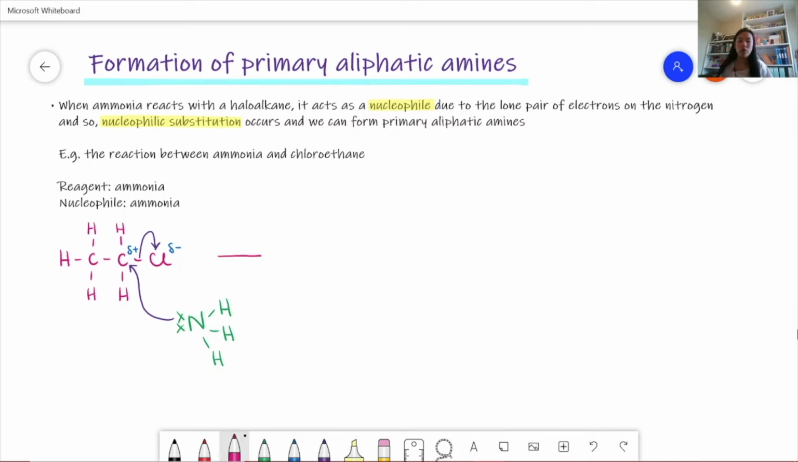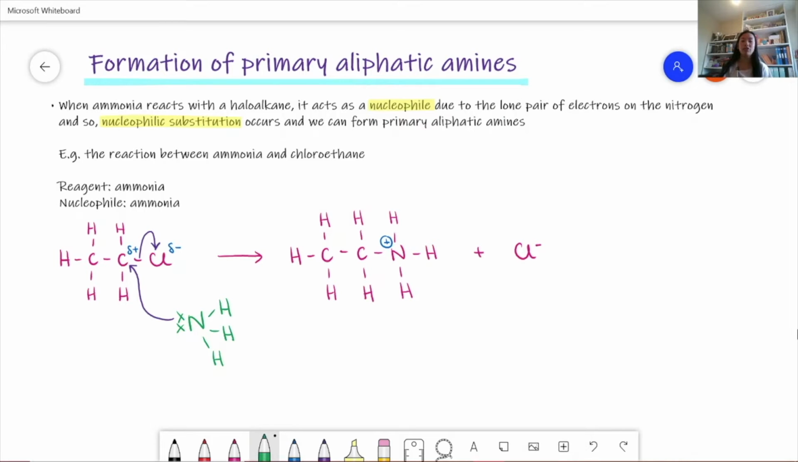So what we form is CH3CH2NH3. So we've substituted the chlorine for this ammonia. And we also form Cl- because that's what we've taken out, because the electrons have moved towards this chlorine to make it negatively charged. And something really important to remember is that because the nitrogen has donated electrons to the carbon to form a covalent bond, it is now positively charged.